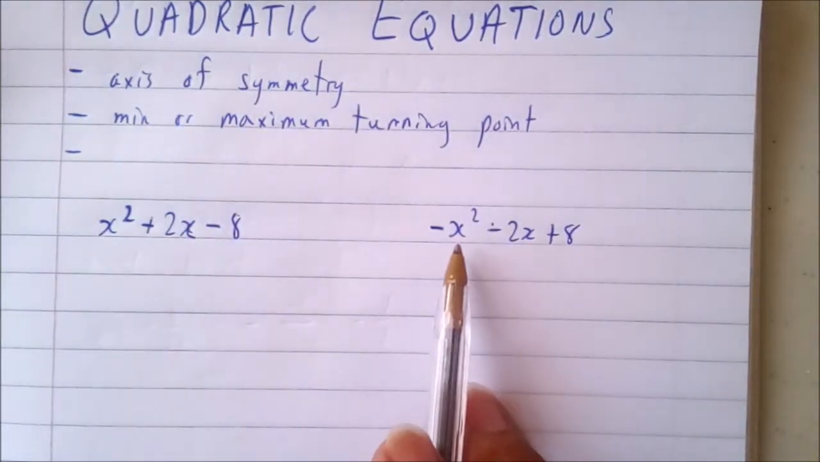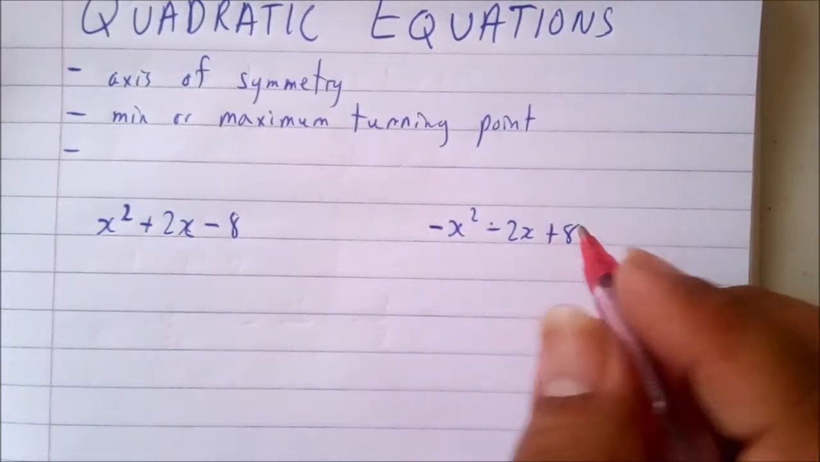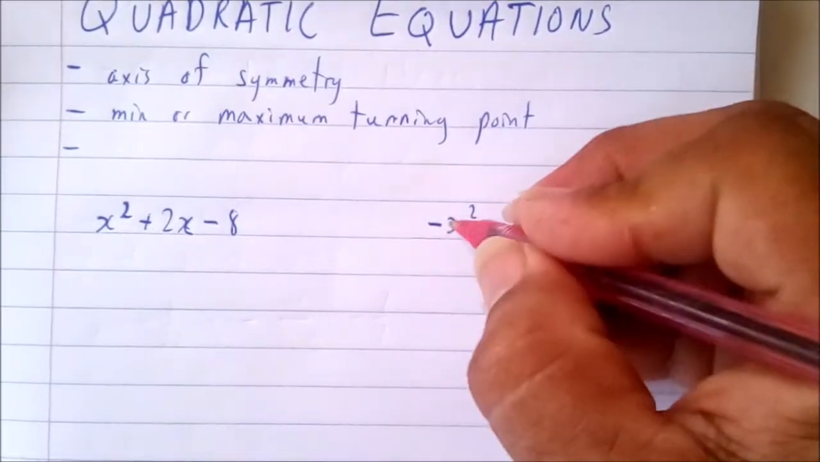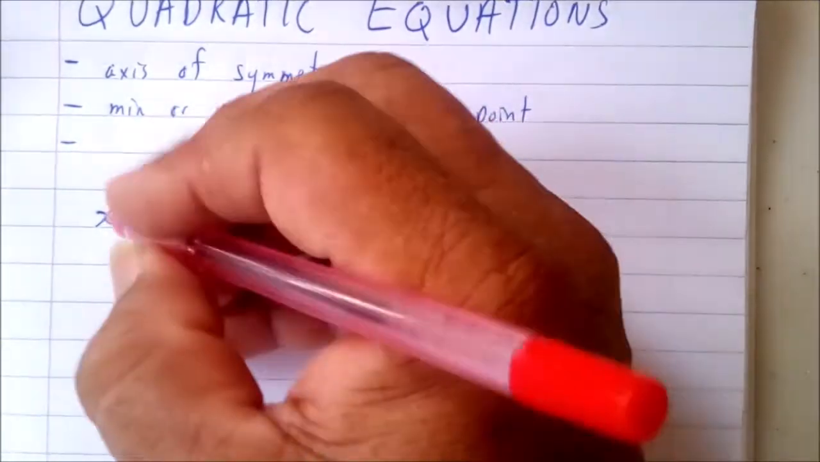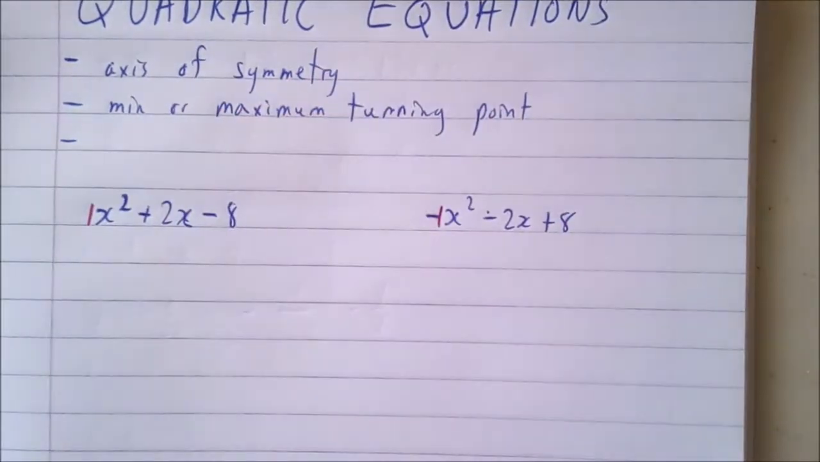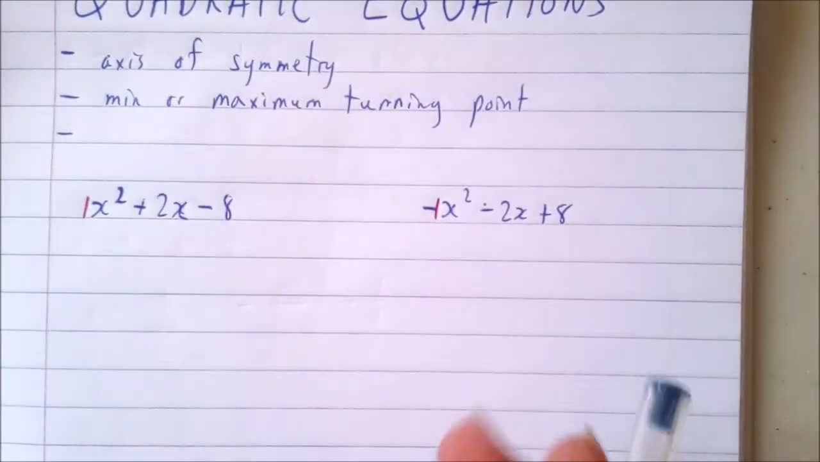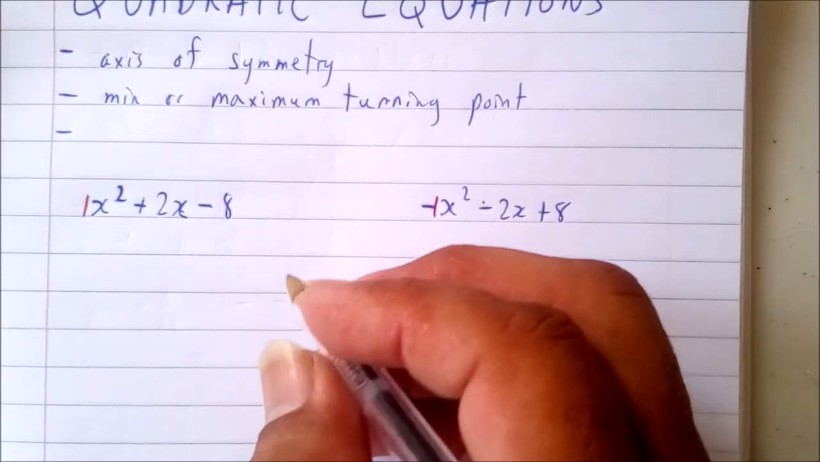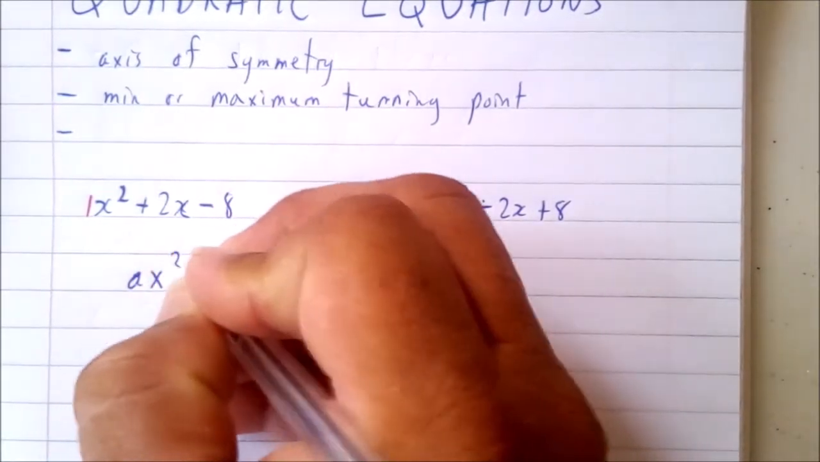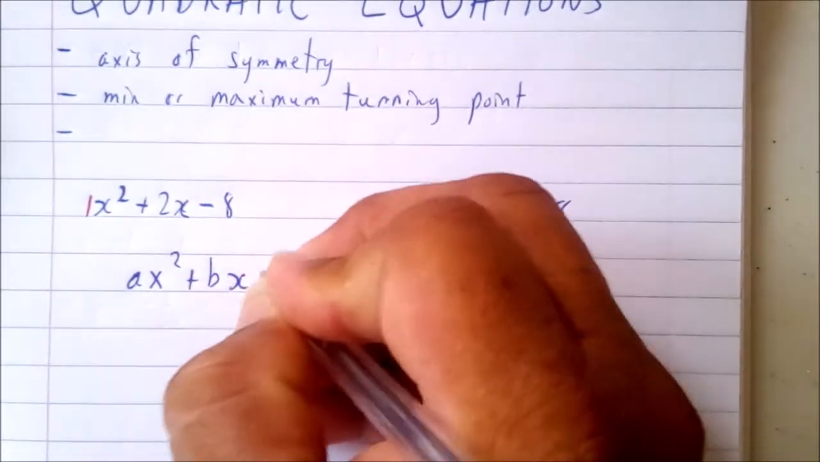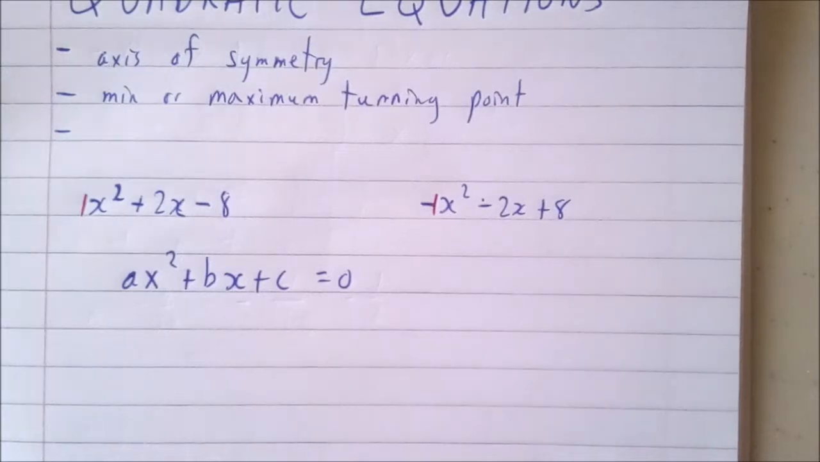So I want you to pay keen attention to this part here. Notice the value in front of this x squared and notice the value in front of this x squared. I'm going to write it in red. The value in front of this x squared is negative 1. And the value in front of this x squared is positive 1. Now, when we have a quadratic equation, we can write it in the general form of a quadratic equation, which is ax squared plus bx plus c. That is a quadratic equation also, in general form.